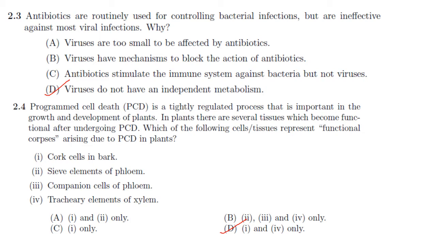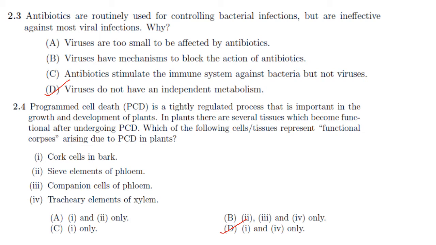Then next one. Antibiotics are routinely used for controlling bacterial infection, but are ineffective against most viral infections. Why? Viruses are too small to be affected by antibiotics. No. Viruses have mechanism to block the action of antibiotics. No. Antibiotics stimulate the immune system against bacteria but not viruses. That is also wrong. Viruses do not have an independent metabolism. That is more correct. They are always dependent on the host. The next one.